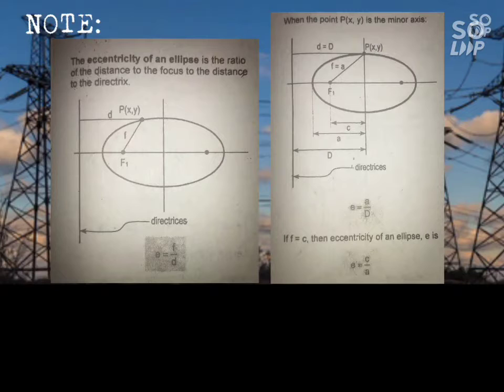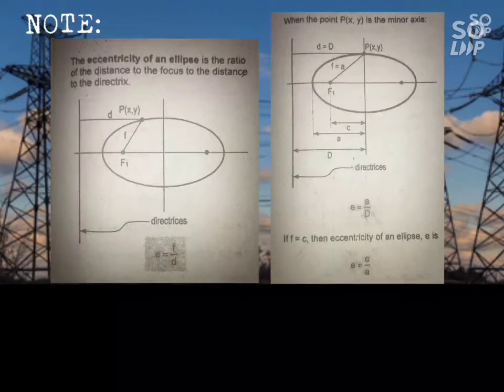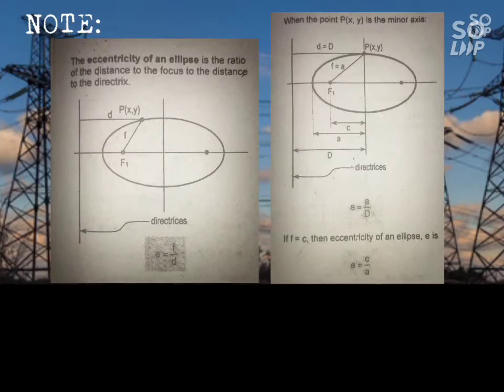The eccentricity of an ellipse is the ratio of the distance to the focus to the distance to the directrix, where e equals f over d. When the point P(x, y) is on the minor axis, then the equation is e equals c over a, where c is the focal distance.